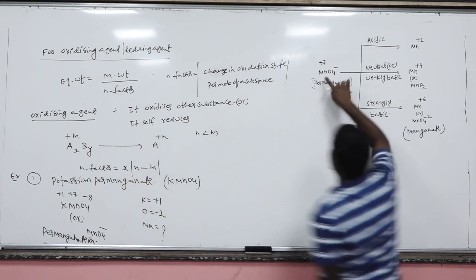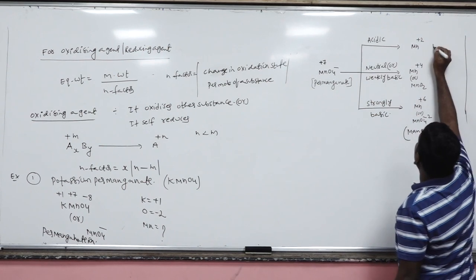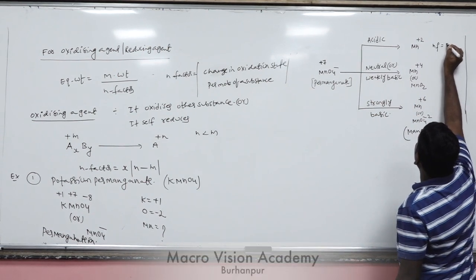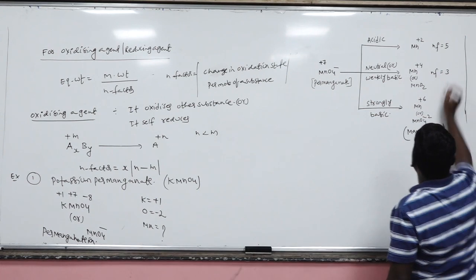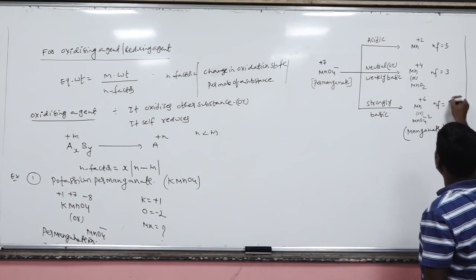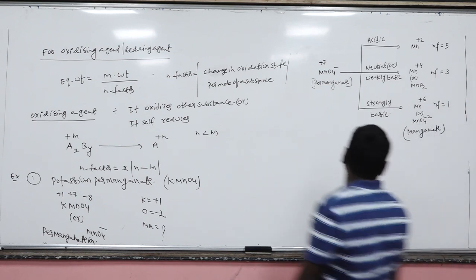How many manganese atoms are there? Only 1. So here I am writing N factor is equal to 5. Here N factor is equal to 3. Here N factor is equal to 1. Are you getting my point?